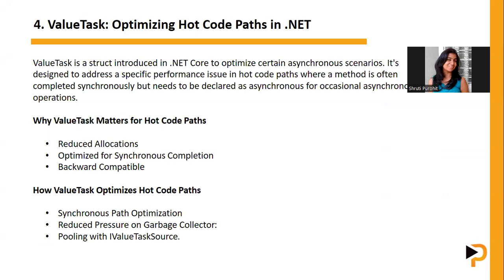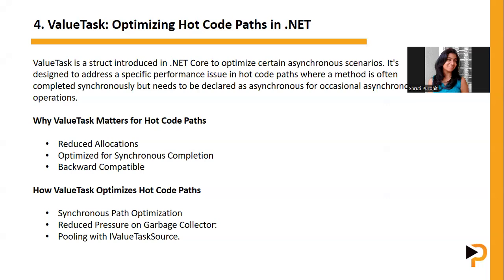Normally, we write async await everywhere, right? Now there are certain situations where we don't want async and await, where the requirement is that it should work in a synchronous way. It's designed to address a specific performance issue in a hot code path where the method often completes synchronously, but needs to be declared as asynchronous for occasional asynchronous operations.